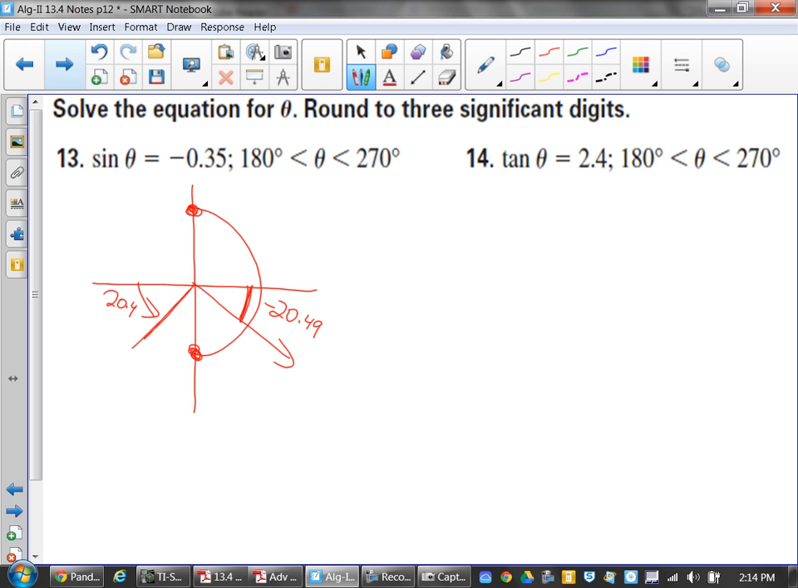So what's your theta? Well, what's 180 plus 20? Don't use your calculator. 200.49. What? You use your calculator for 180 plus 20?